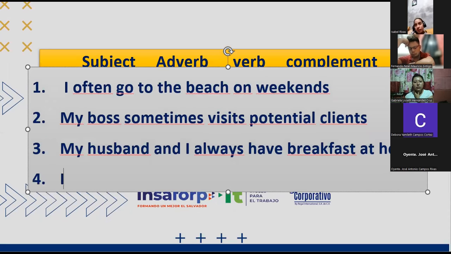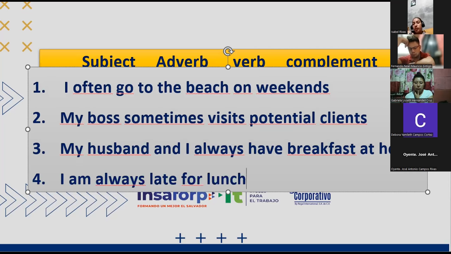Ajá. Por ejemplo, I am always late for, digamos, lunch. Okay. I am always late for lunch. ¿Qué pasa aquí? En el verbo to be no voy a cumplir esta regla, ¿sí? El verbo va a ir antes del adverbio, ¿sí? Es la única diferencia. De ahí, todos los verbos que no sean be, el adverbio va a ir antes, ¿ok?